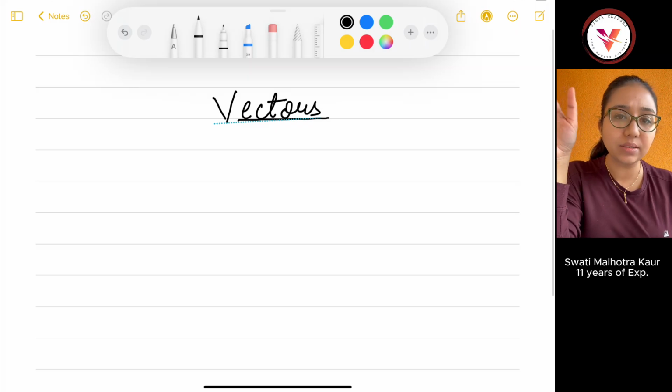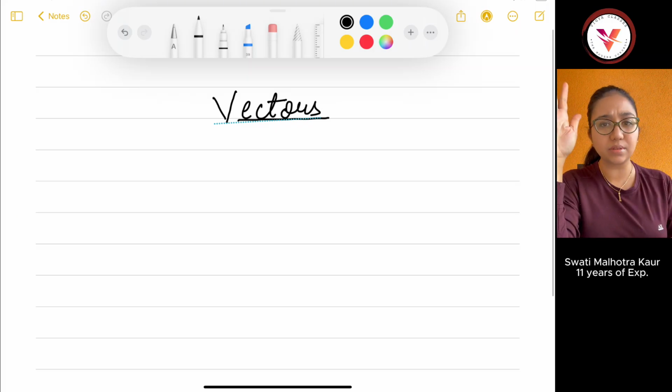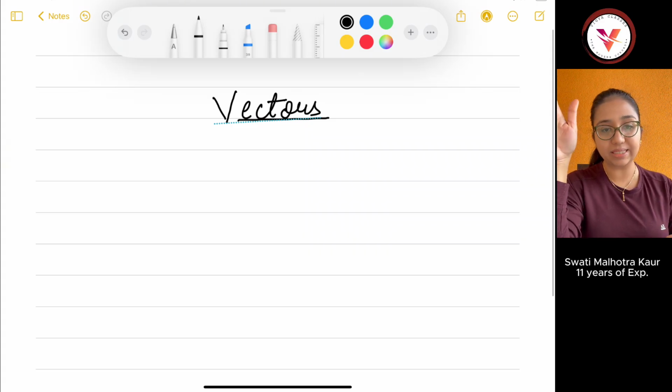We are learning vectors. Last video we did some concepts and some numericals on scalar or dot product. Today we'll do some more numericals and we'll move to vector product. So let's begin with that.